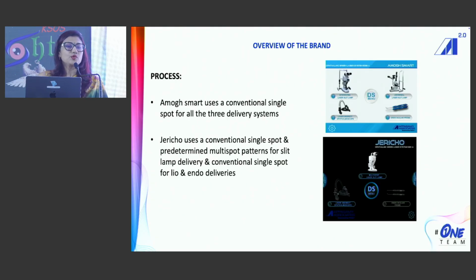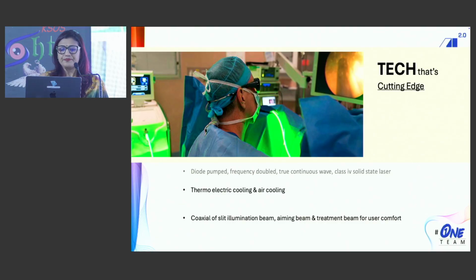The Amog Smart uses a conventional single spot for all 3 delivery systems. And the Jericho uses a single spot and predetermined multi-spot patterns for slit lamp delivery and a conventional single spot for LIO and endo deliveries.